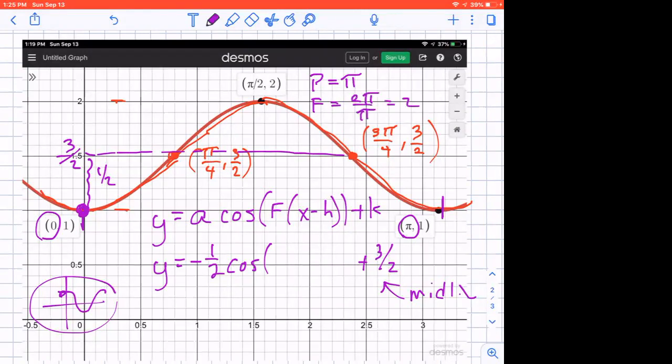So there's your f value, which I think I call B typically. In our formula we call it B, but it could be F for frequency. And then x minus, let's see, there's no horizontal shift because our x value starting point here is 0. So just x, end all your parentheses, and then plus k is your vertical shift, which you already did as plus 3/2.